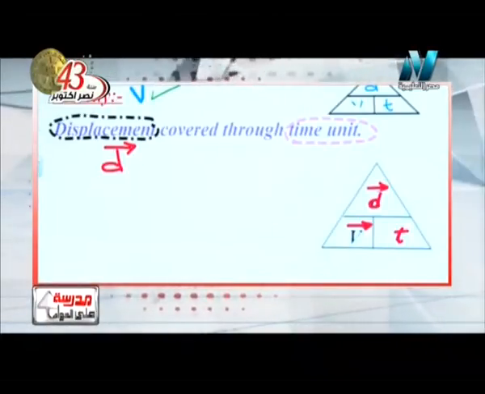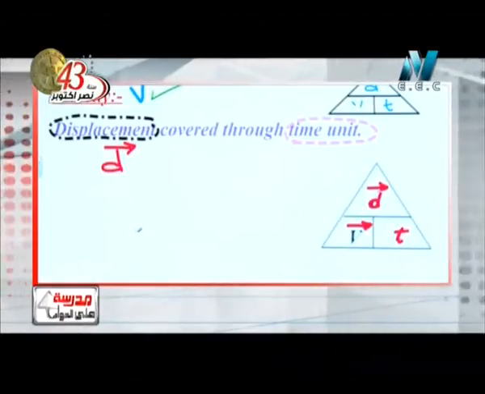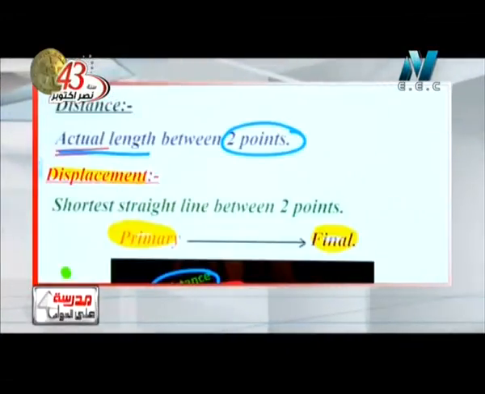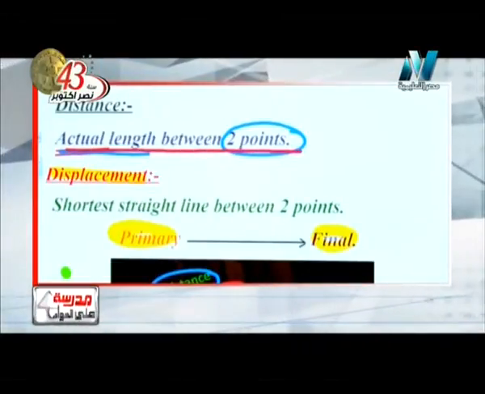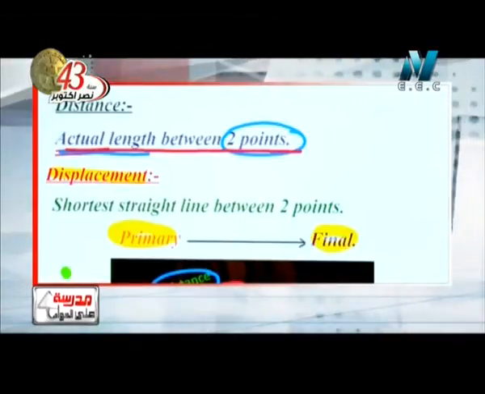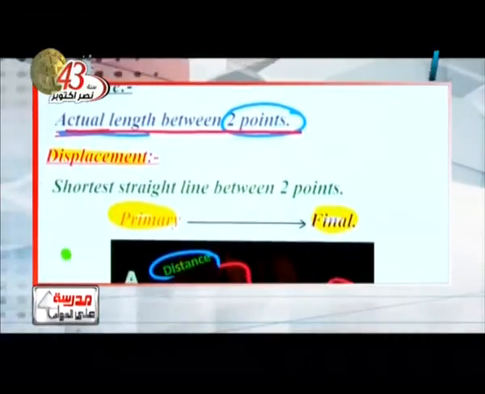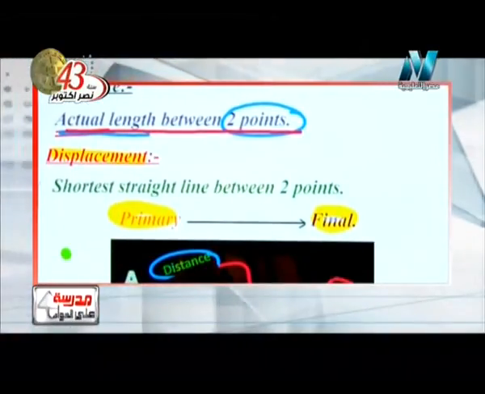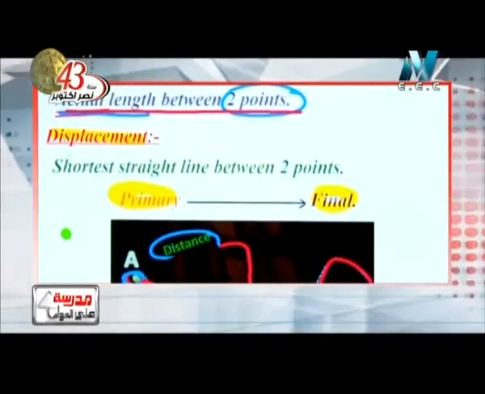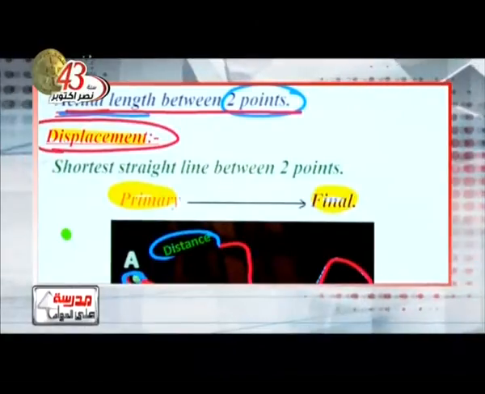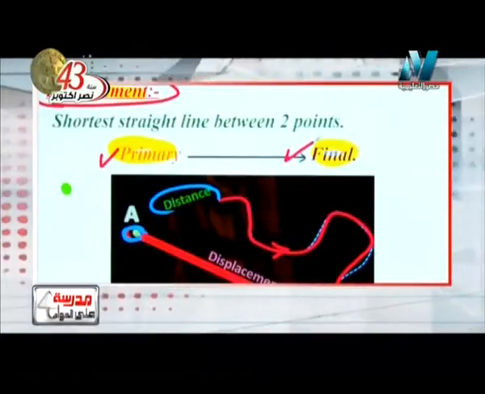So now we know the difference between distance and displacement, speed and velocity. Distance is the actual length between two points, the distance you actually walked. For example, I leave my house, go down the stairs, then walk right, walk left, whatever. In whichever place or direction you go, we have to calculate all the length between the two points. But displacement is the shortest straight line between the primary or starting point and the ending point.